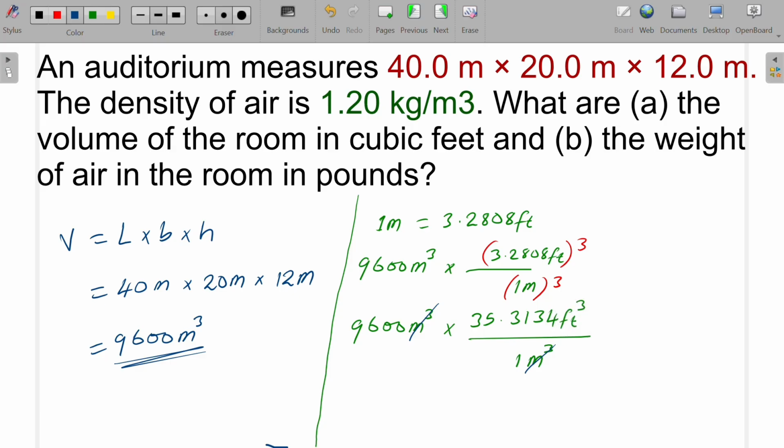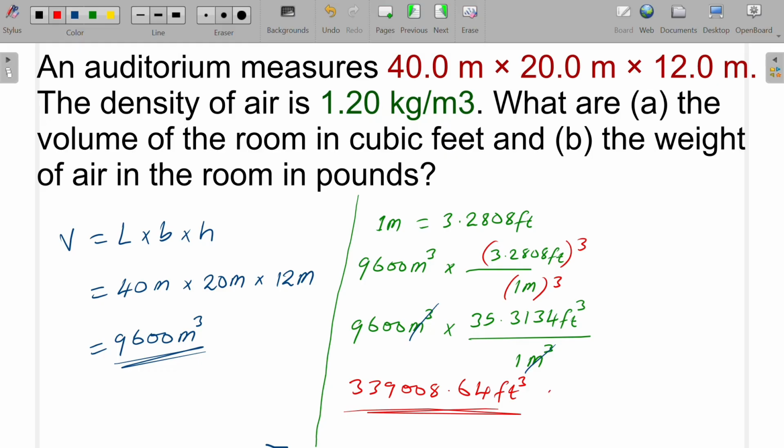So let's quickly do that. When we do the mathematics there, what we get as our volume in cubic feet is 339,008.64, and this is in the unit of cubic feet. So this is our volume in cubic feet.